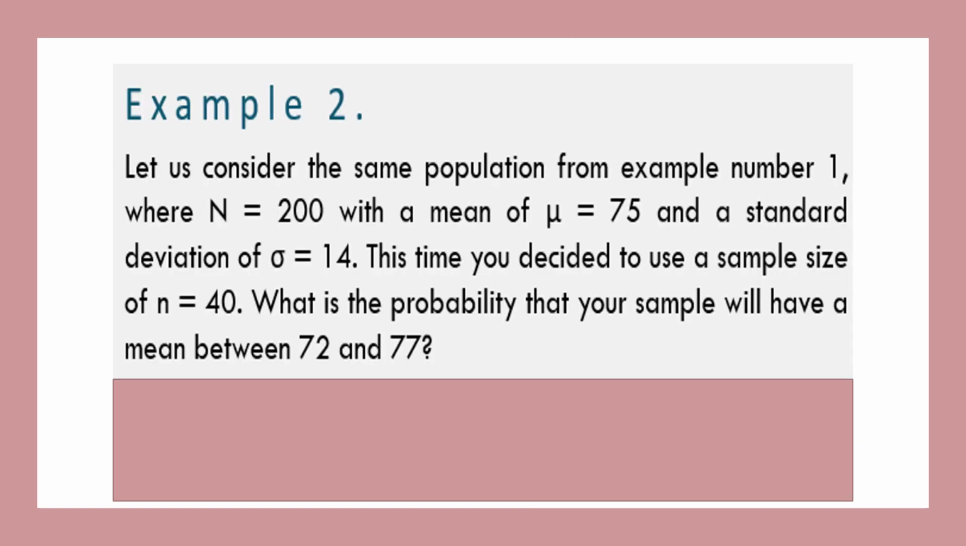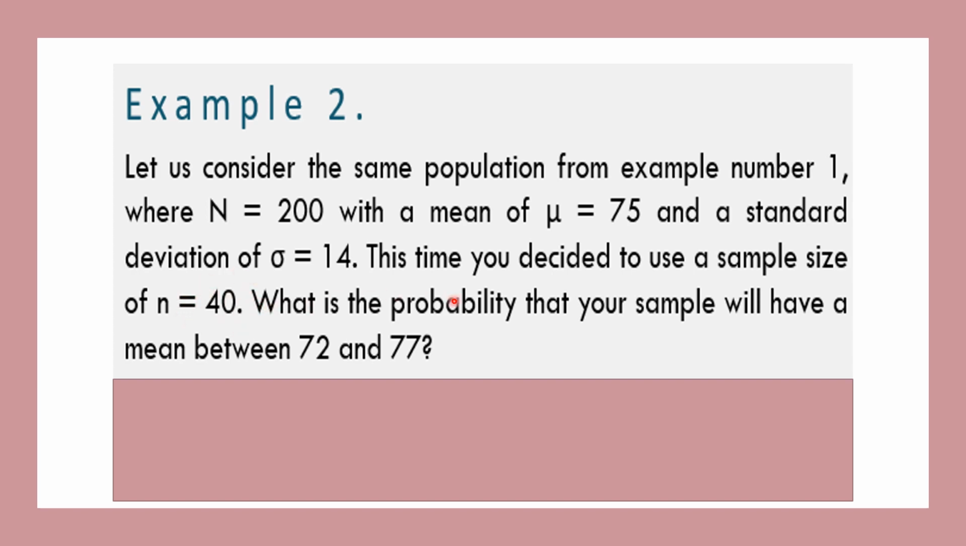So I will leave example number 2 to you to solve na on your notebook. So you consider no the same population from example number 1, yung sinagutan natin kanina, where N is equal to 200 with a mean or mu of 75 and standard deviation of 14. So this time, you decided naman to use a sample size of 40. So nag-iba na yung sample size natin, naging 40 na.